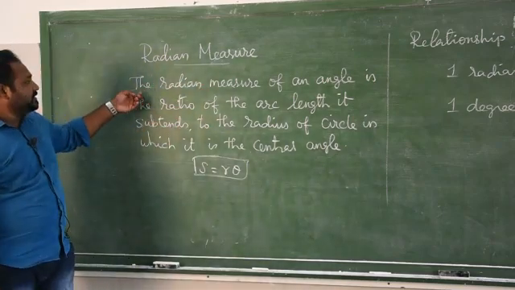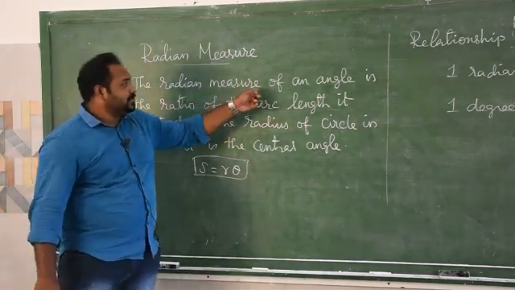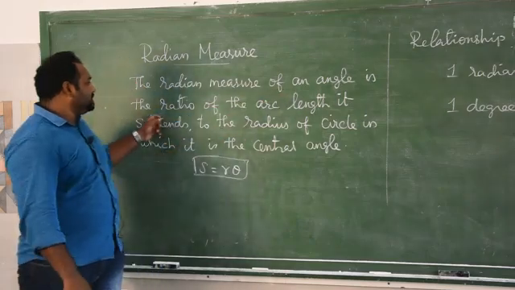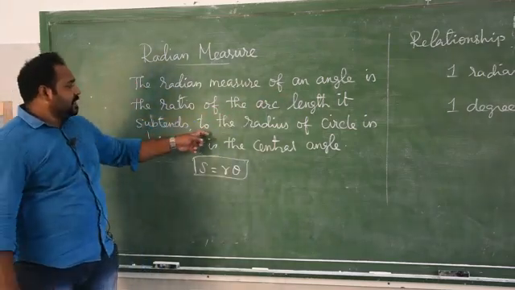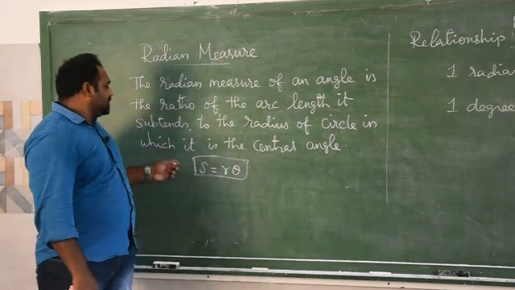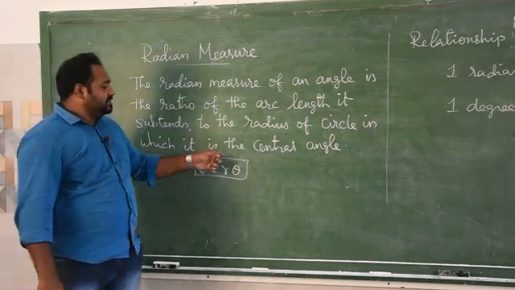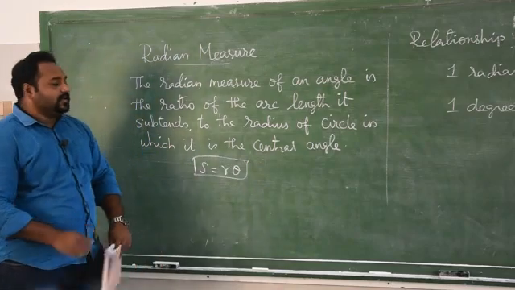The definition is: the radian measure of an angle is the ratio of the arc length to the radius of the circle in which it is the central angle.